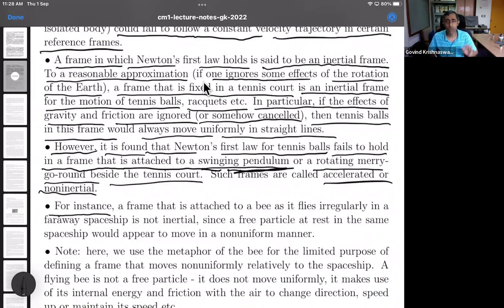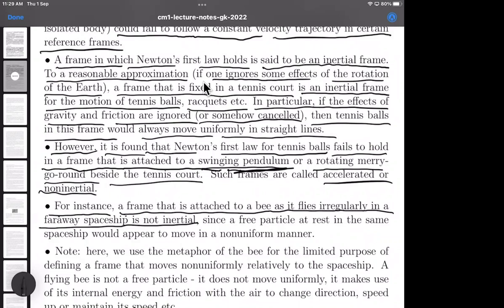So for instance, let us go to this faraway place, this spaceship where there are no external influences. And I have a particle in that spaceship. And you have a frame fixed in that spaceship. So that particle will be at rest, for example, just sitting on the floor of the spaceship. Now we introduce another frame in that spaceship, namely a frame that is attached to a bee that is flying irregularly in that faraway spaceship. So I situate myself on a bee that is zooming around this spaceship, and I have a frame that is fixed to that bee. According to the bee, the particle is not even at rest and is moving irregularly, because when the bee comes near the particle, the particle is coming towards the bee.